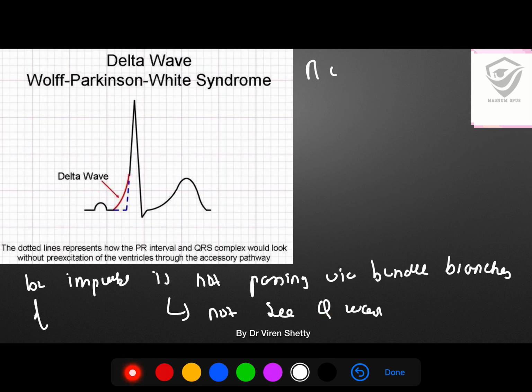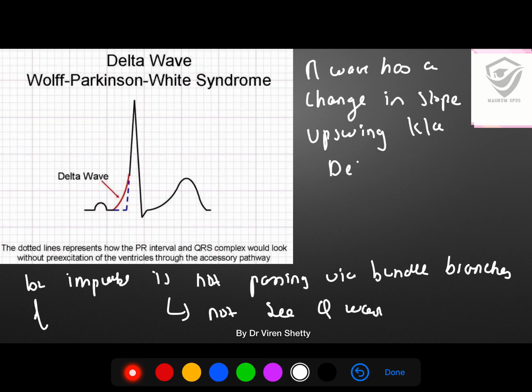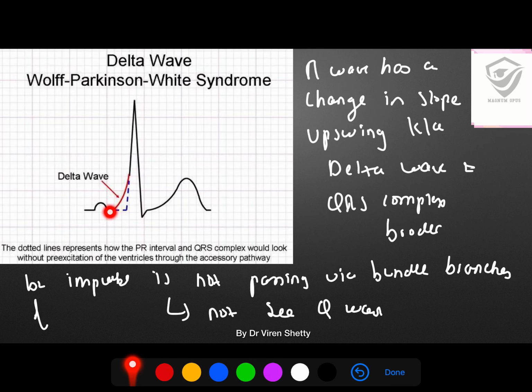Due to this, the R wave has a change in slope and it is like an upswing, which is known as a delta wave. In this condition the QRS complex becomes broader. Here you see the PR interval is short and there is an upswing, and this upswing is called a delta wave, which you see in Wolff-Parkinson-White syndrome.